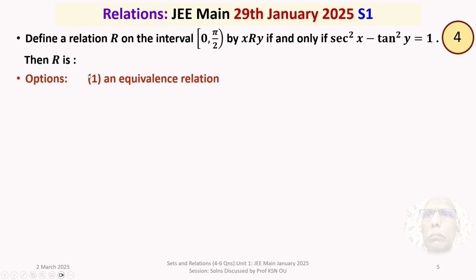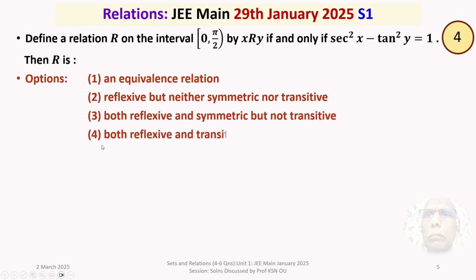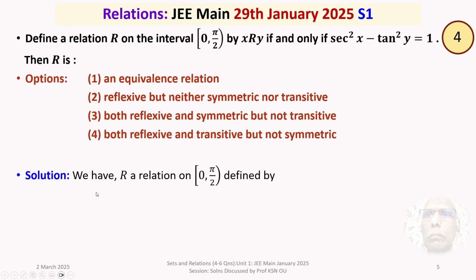Option 1, an equivalence relation. Option 2, reflexive but neither symmetric nor transitive. Option 3, both reflexive and symmetric but not transitive. Option 4, both reflexive and transitive, but not symmetric. Let us now discuss the solution of the problem in detail.